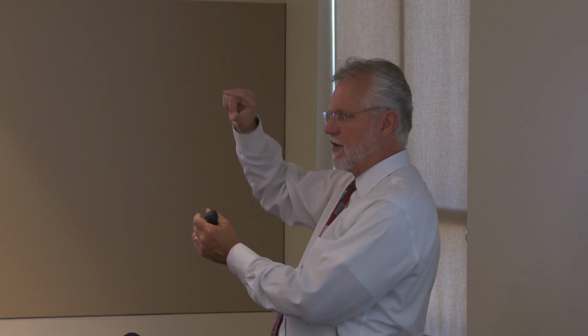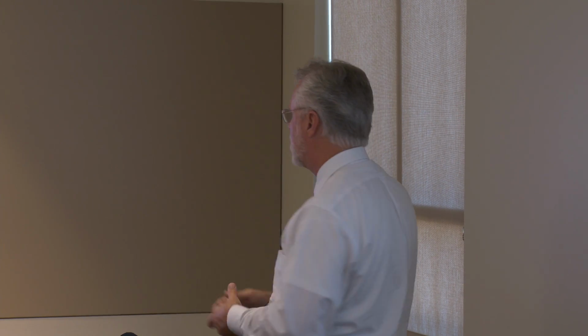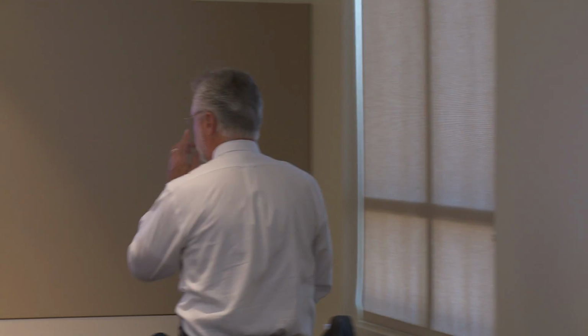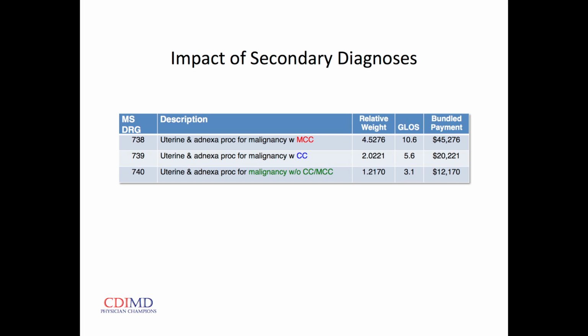The amount of the monetary bundle is the relative weights multiplied by the base rate, and the relative weights also accrue to identify our quality of care, because the sicker the patient looks, the better we look in accomplishing all that. So here's uterine and adnexa procedure for malignancy. You can see this is no secondary diagnosis.